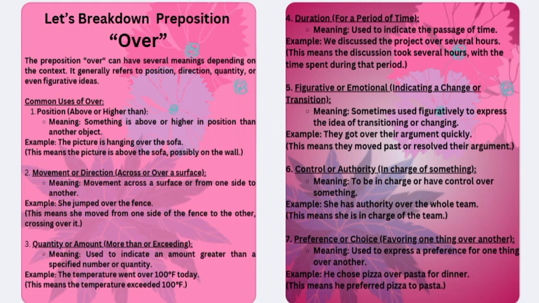Number three, quantity or amount, more than or exceeding. Used to indicate an amount greater than a specified number or quantity. So the example is: the temperature went over 100 degrees Fahrenheit today. This means the temperature exceeded 100 degrees Fahrenheit.